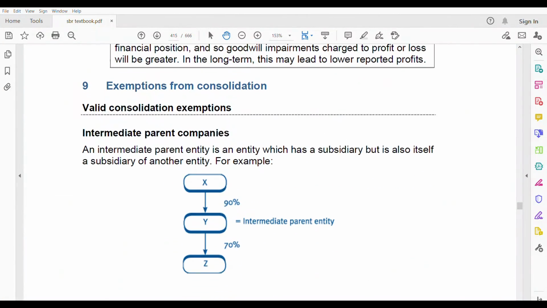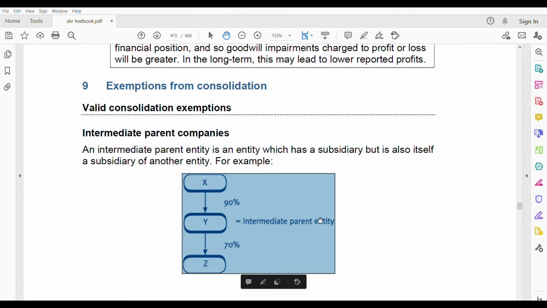Exemptions from consolidation, and they should be valid, not some useless excuses. Intermediate parent companies. An intermediate parent entity is an entity which has a subsidiary but is also itself a subsidiary of another entity. You see, X is purchasing Y. Y is the subsidiary of X. Y is again purchasing Z. Z is a subsidiary of Y. So Y is a subsidiary to X but a parent to Z. It is known as the intermediate parent entity, Y.